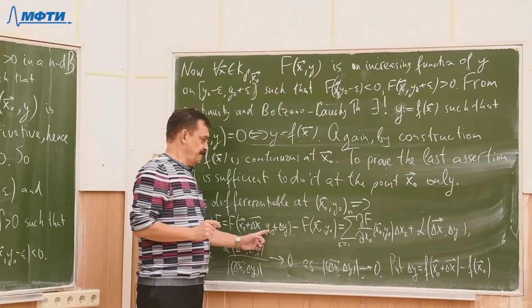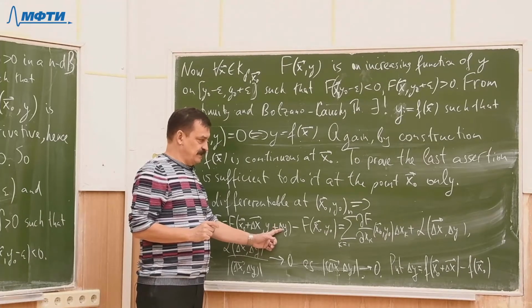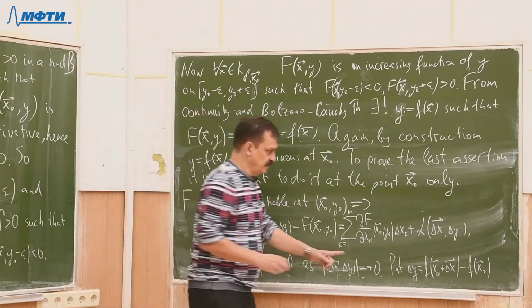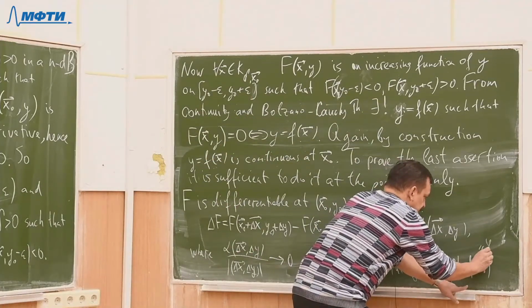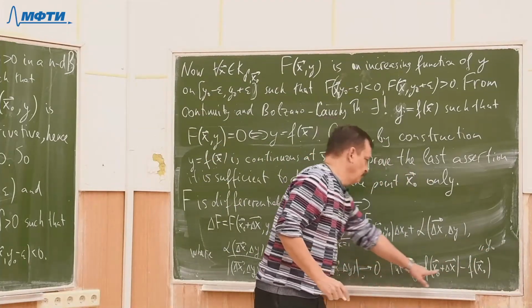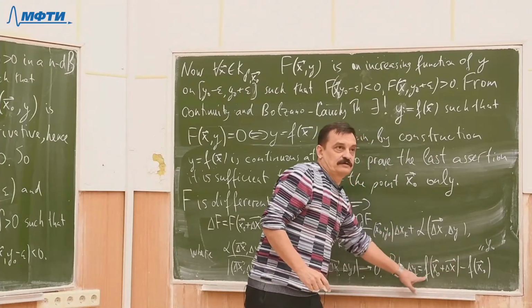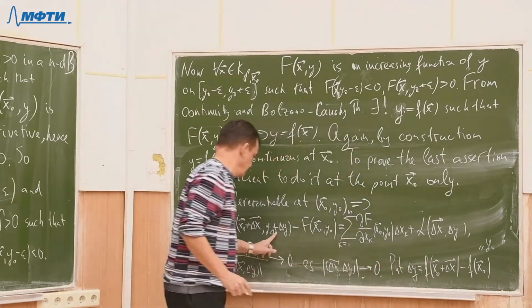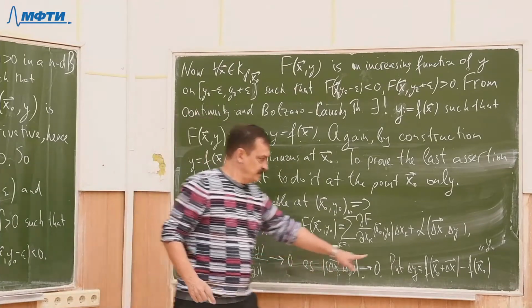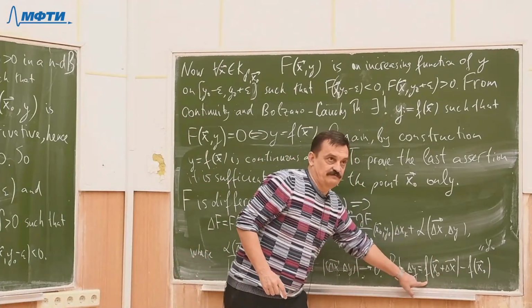Look, y naught plus delta y, what is it? That is y naught, right? Y naught plus delta y is that one, right? Y naught plus delta y is the value of f, right?